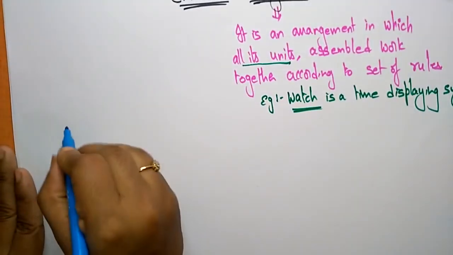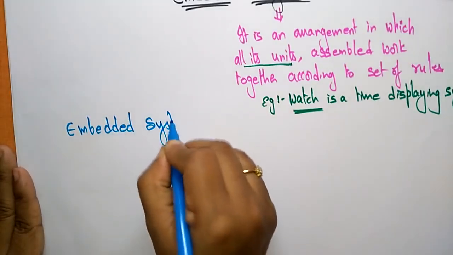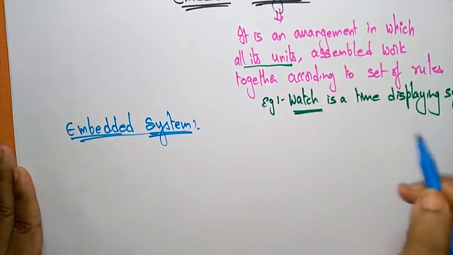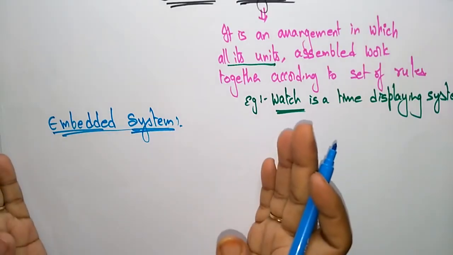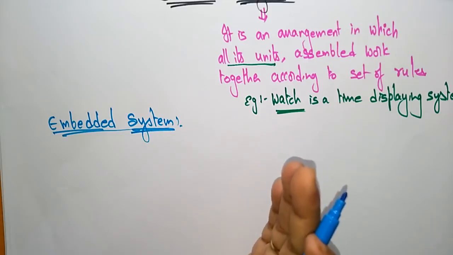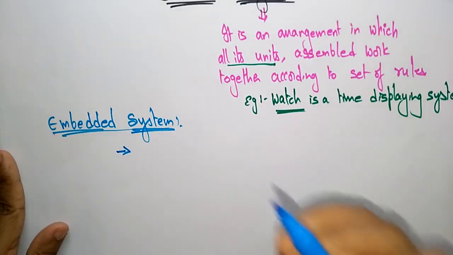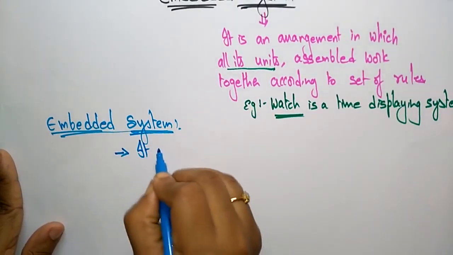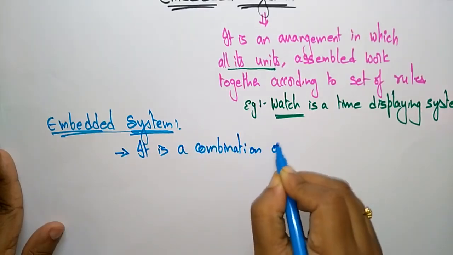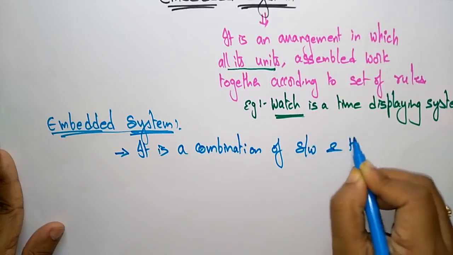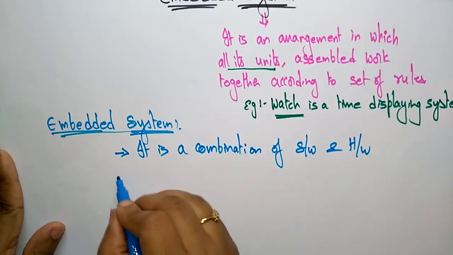So what is this embedded system? Embedded means it is also combining a system with some set of rules. Here the embedded system consists of three main constraints. That is, an embedded system is a combination of software and hardware. And this embedded system is designed to perform a particular task.